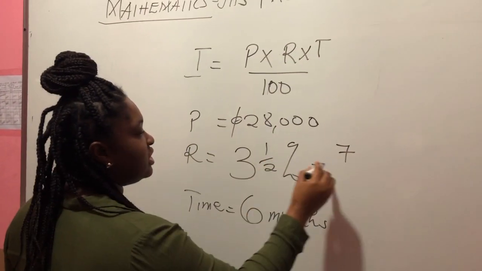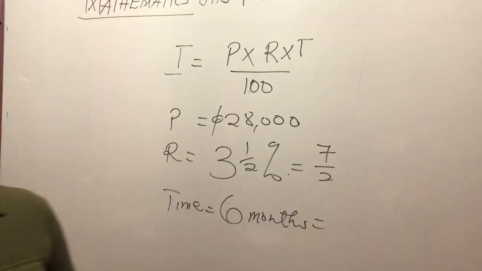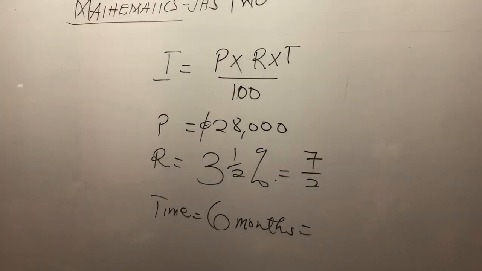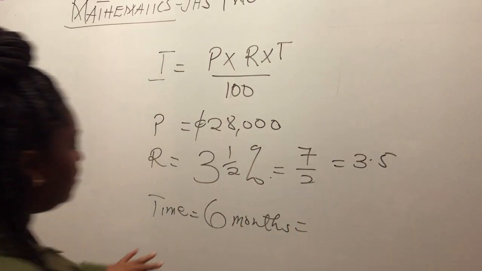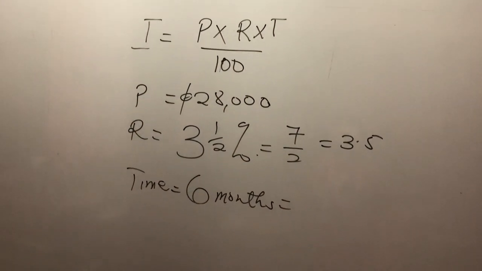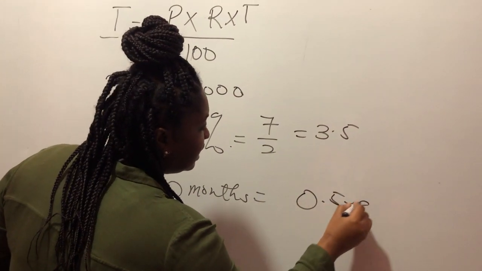So this one is 7/2, right? And 7/2, we are going to have 3.5 as a decimal. And if you convert 6 months into years too, we are going to have 0.5 years.